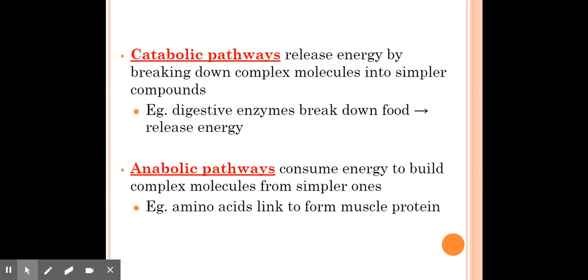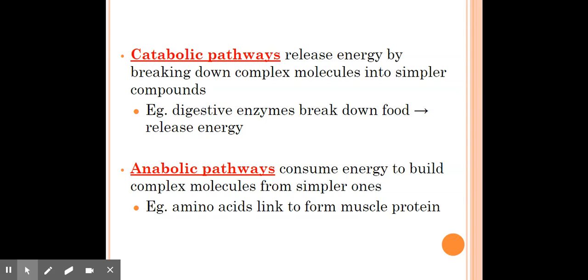For instance, if we happen to be digesting some things, like amylase, it's in your saliva and it breaks down starches. It will break the food down to release the energy for your body to easily absorb it and process it. Again, jumping back into the whole metabolism chart.